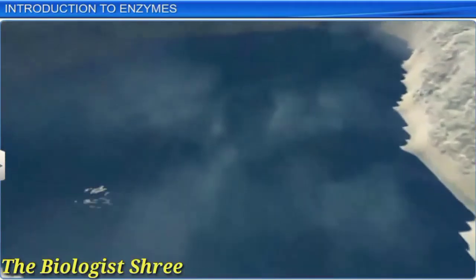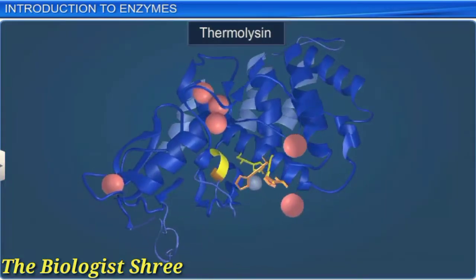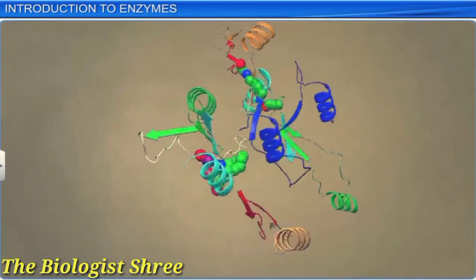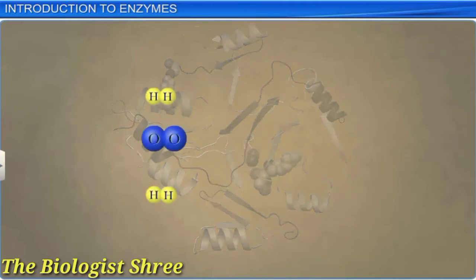However, some enzymes, such as thermolysin, can be isolated from thermophilic organisms that live in high-temperature environments like sulfur springs. These enzymes retain their catalytic power even at temperatures as high as 80 to 90 degrees centigrade. To understand the working of enzymes, we'll begin by learning more about chemical reactions.